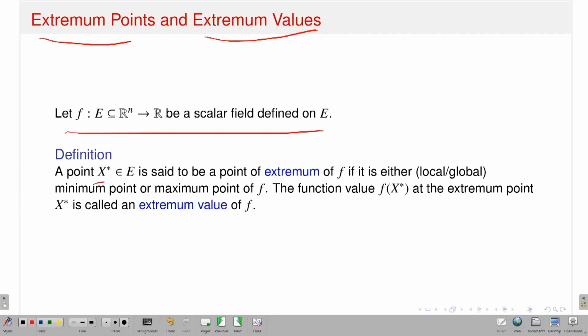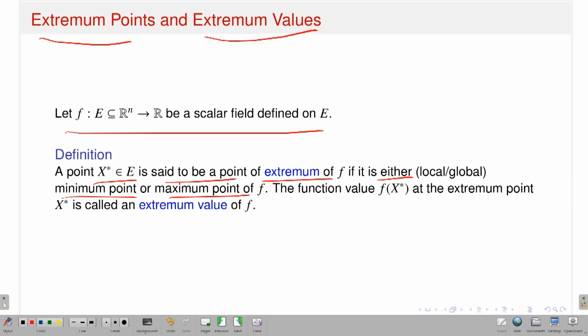I am saying that a point x star is said to be a point of extremum. You see, it is not minimum or maximum; it is a point of extremum if it is either a minimum point or a maximum point, either local or global. So, all four possibilities are there. Either it is a point of local maximum or local minimum, or a point of global maximum or global minimum, whatever it is.